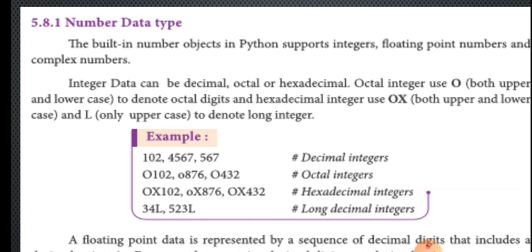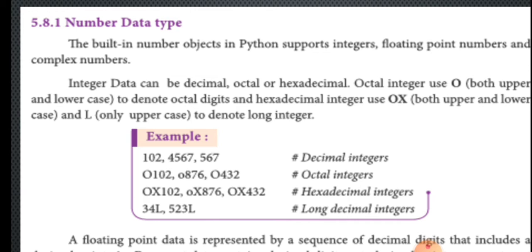So integer data can be decimal. We can also store integer data in the form of decimal, octal, hexadecimal, or binary numbers. How can we differentiate each number system, like octal, hexadecimal, or binary? By using prefix characters before the numbers. Now we can see what prefixes are used to identify octal, hexadecimal, and binary numbers. So integer data can be decimal, octal, or hexadecimal.